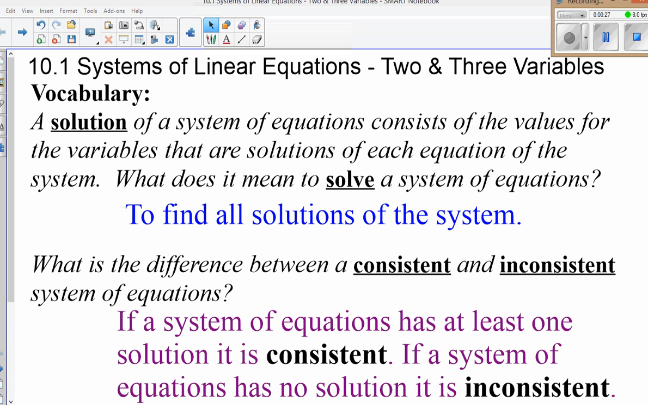Sometimes those solutions will be independent and some of those solutions will be dependent, meaning it's an equation that is your solution, not just necessarily numbers. So the difference between consistent and inconsistent systems of equations: if a system of equations has at least one solution, it might have many solutions, it is still considered consistent. If a system of equations has no solution, it is considered inconsistent.